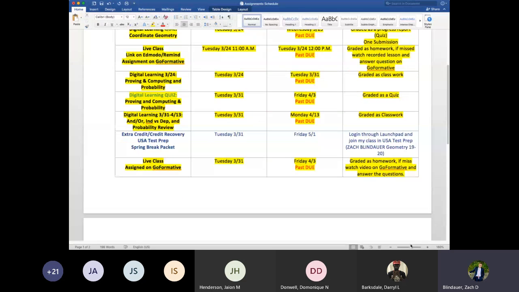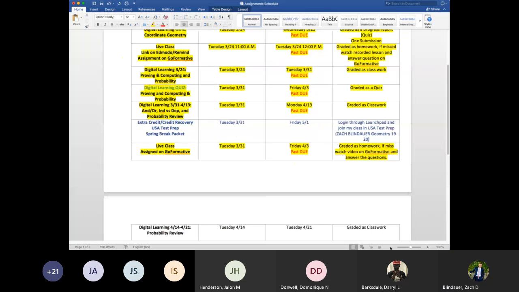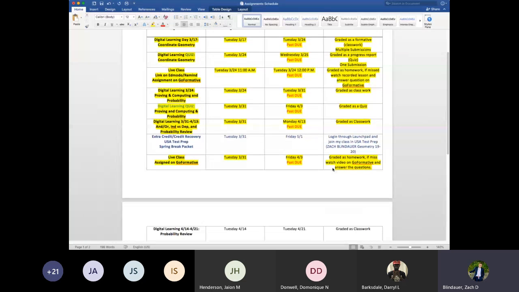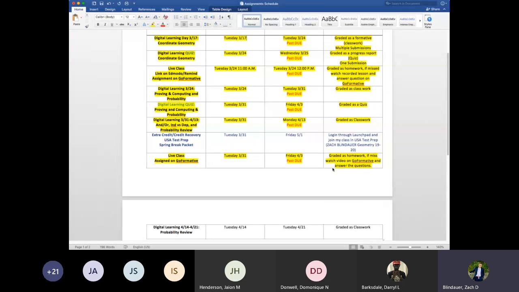Remember, everything in yellow is past due. And everything in yellow is on GoFormative. So again, if you missed it, go back. It's fine. Finish it, please. And then email me. Tell me the title that you finished so I can finish the grade for you guys. All right. Again, here's the instructions. You need to find my name in caps. Find the class for that extra credit. It's in blue here. Okay. Everything else is in GoFormative.